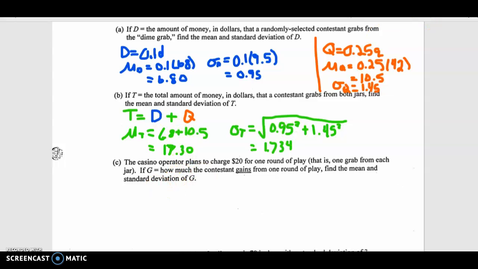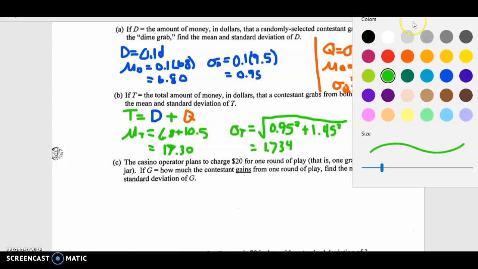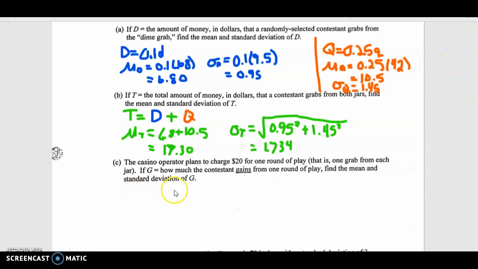And then C, I kind of go back to linear transformations. Let me pick a color I haven't used. So the casino operator plans to charge you $20 to grab in the jars. So G is how much the contestant gains. So the contestant, they're going to gain the total from part B. That's what they grab, but remember they had to subtract 20. So this is a linear transformation. 20 is a constant. It's not another variable. So I'm not subtracting a separate variable. I'm just subtracting a constant.